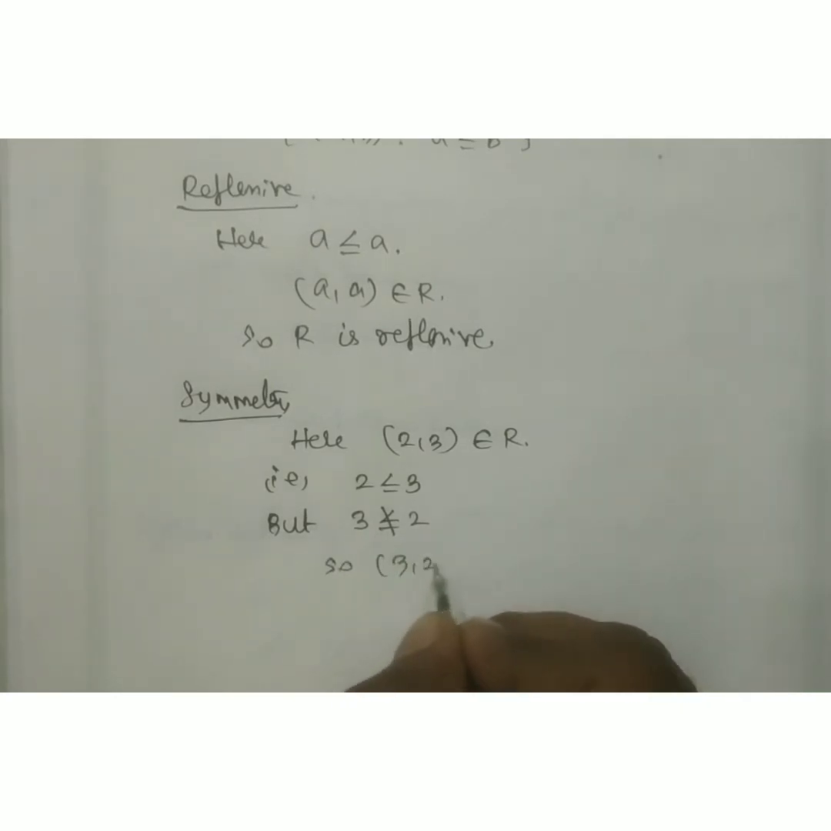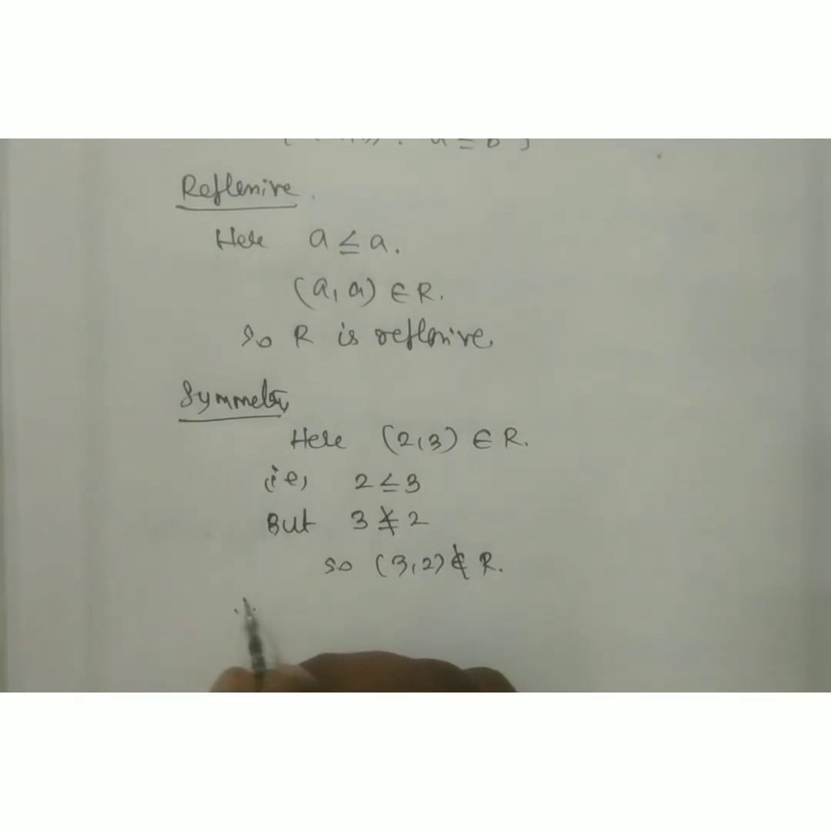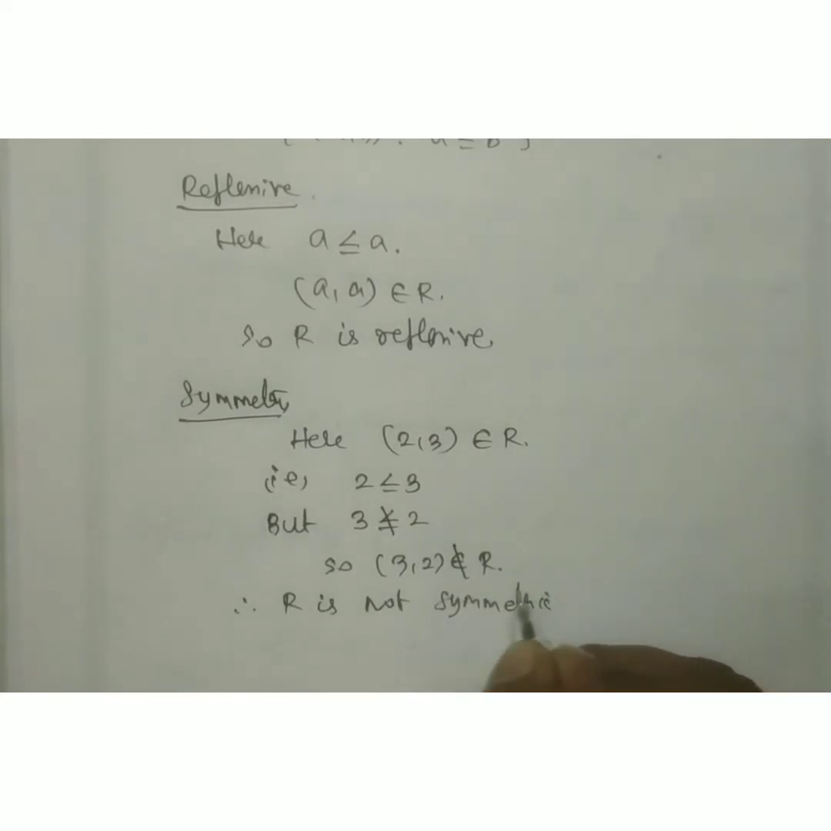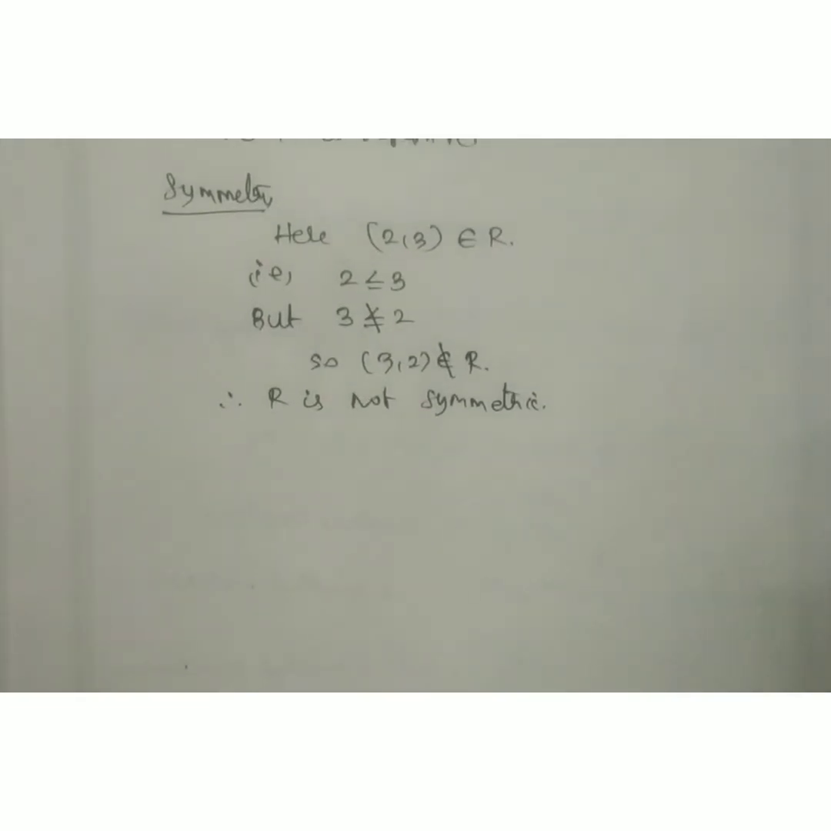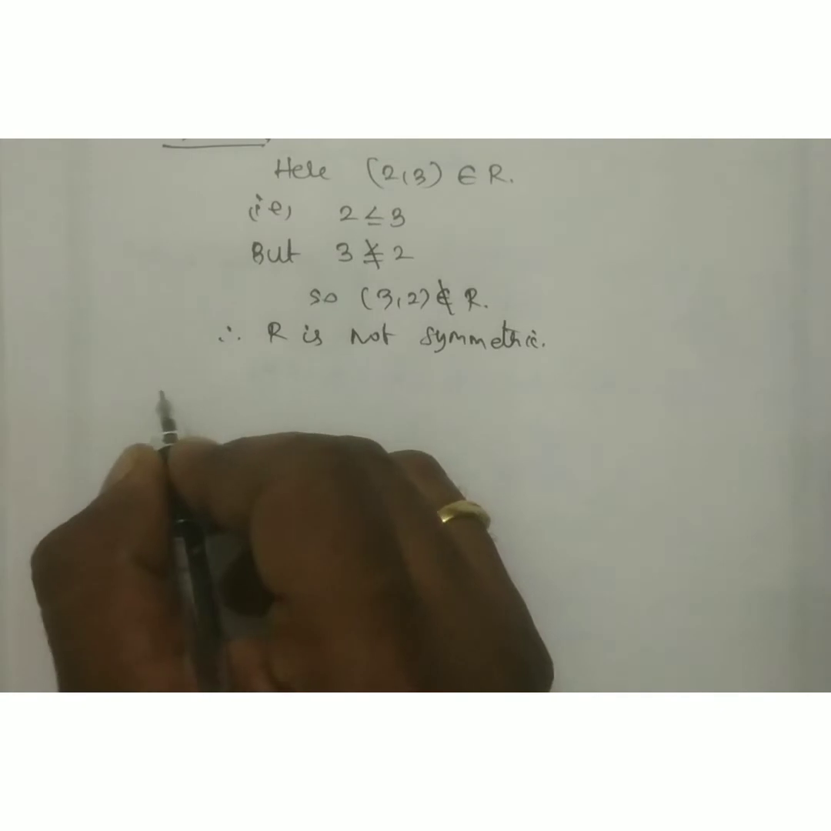So 3 comma 2 does not belong to the relation. Therefore R is not symmetric. So symmetry is over. Next, transitive. Clear? So transitive we will prove.